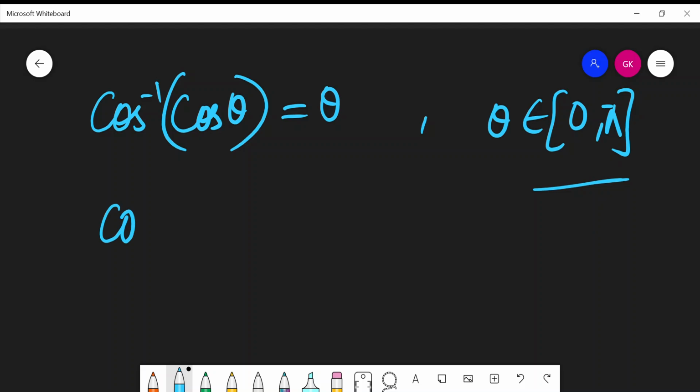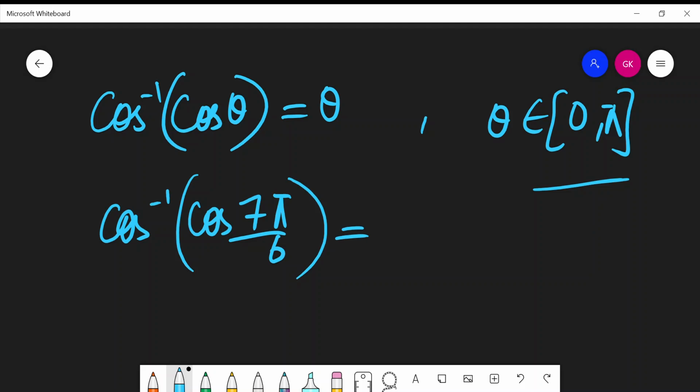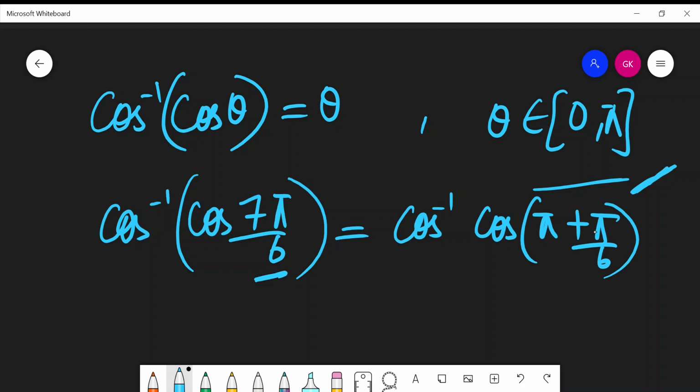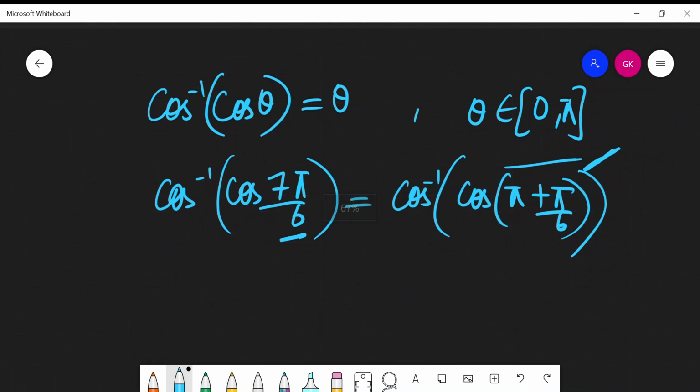Now if I ask you cos inverse of cos 7 pi by 6, will it be equal to 7 pi by 6? No, because it does not lie from 0 to pi. If you're not able to make out whether it lies from 0 to pi or not, you can write pi as 180 degrees, cancel, and then check what angle this is. So you have to change this angle. You can change it as cos inverse of cos of pi plus pi by 6. It lies now in the third quadrant.